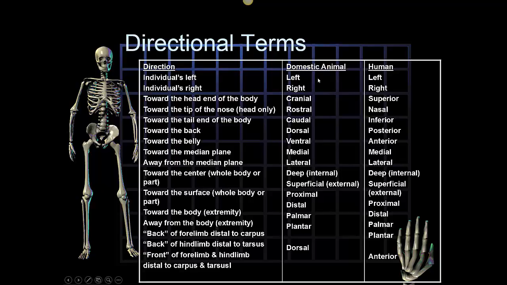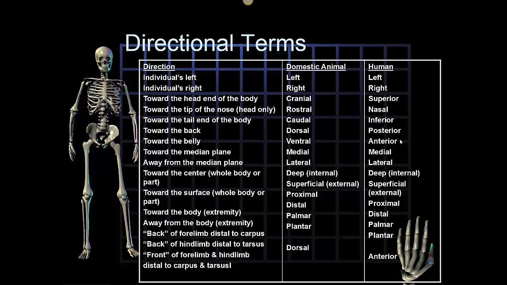Here are some directional terms. These are the ones we use in domestic animals, and right beside it we have the ones that we actually use in human medicine. A lot of these things are the same, like left and right. Instead of using cranial, they do use superior. Instead of rostral, they use nasal. Instead of caudal, they use inferior. Instead of dorsal, they use posterior, and instead of ventral, they use anterior.